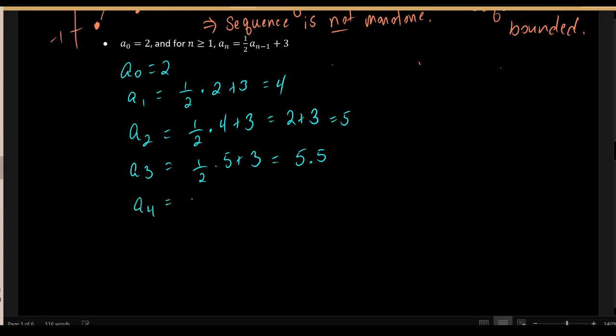a4 would be equal to 1/2 times 5.5 plus 3, which is equal to a little bit more than what we had before. I'm not going to go ahead and calculate that. So it appears, based on this pattern, that the sequence is increasing.